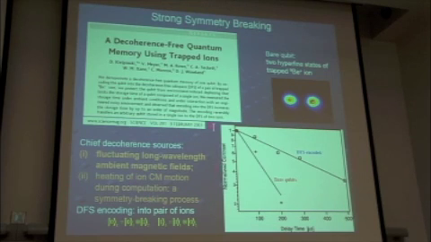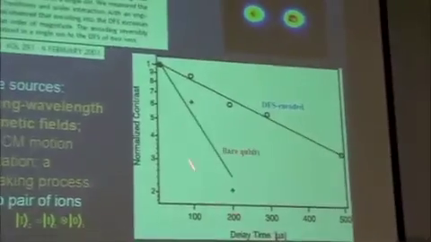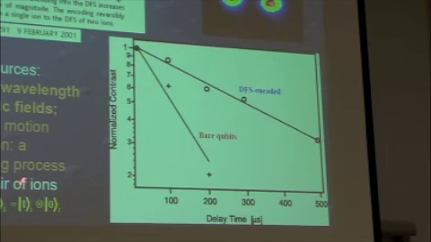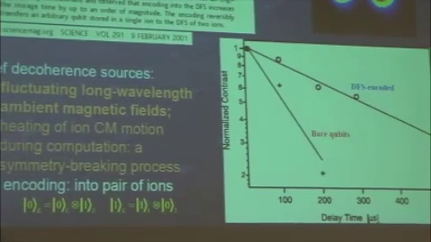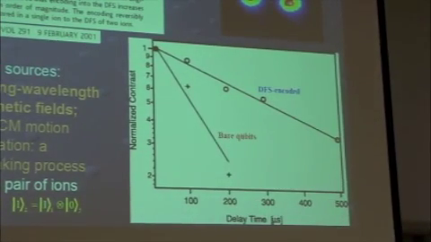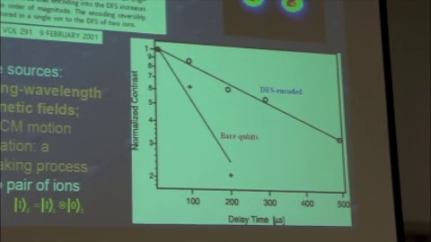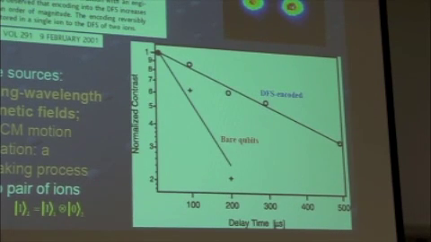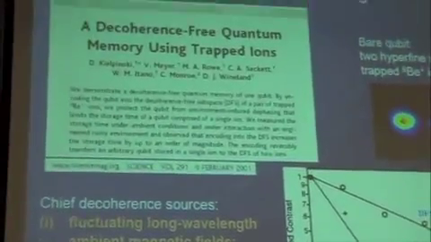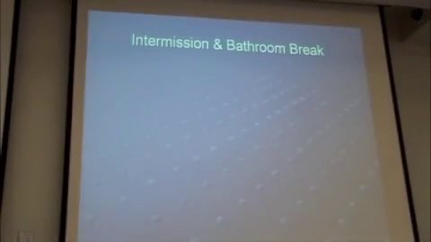Here you have some measure of coherence as a function of time. And you see that if you don't do the DFS encoding, the coherence decays exponentially very fast. And if you do the DFS encoding, this DFS that we saw earlier, the coherence lives a little longer, about 5 times longer in this experiment, which means that you protect it against source number 1, but it still falls out exponentially. And that's because you haven't done anything to protect against source number 2. Okay, so this is a case of strong symmetry breaking, which we have to deal with. And indeed, that's what I'm going to do after the break.